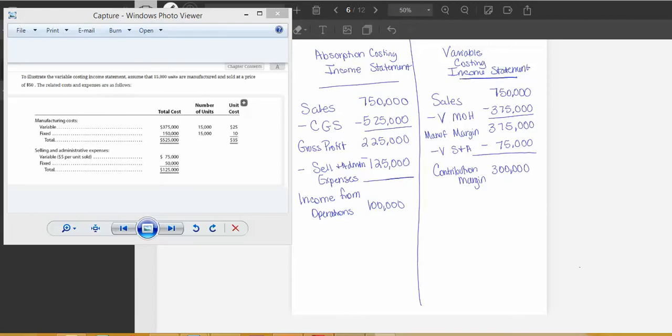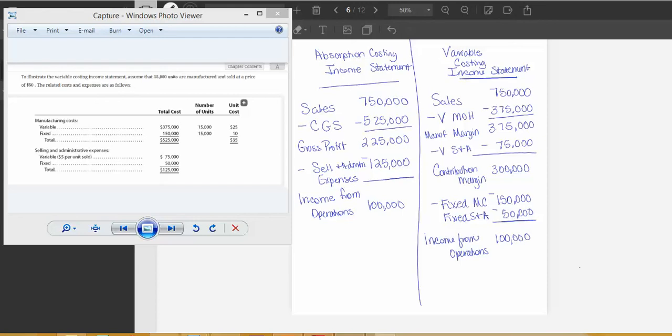Now we're going to take out our fixed cost. Fixed manufacturing cost are given to us at $150,000. Fixed selling and administrative cost are given to us at $50,000. So we'll subtract out both of these to get income from operations of $100,000.